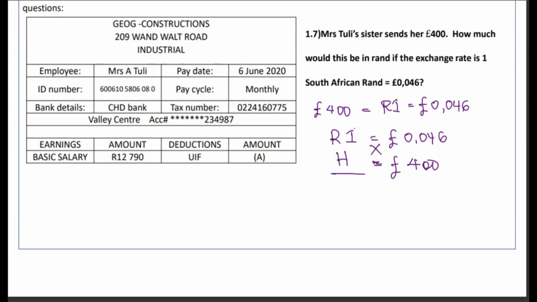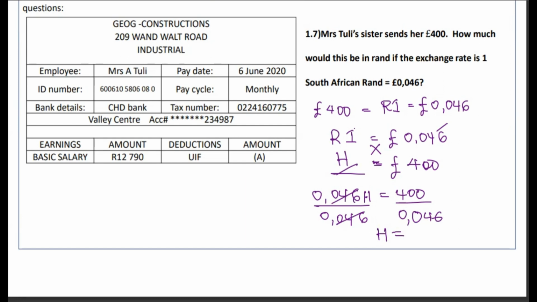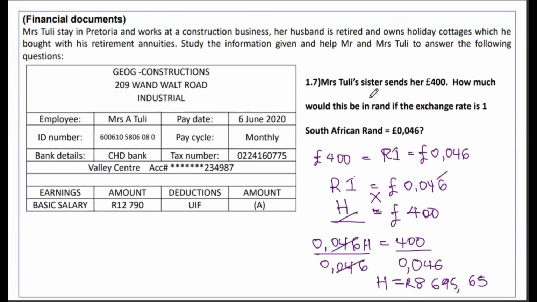We don't know. All you do, cross multiply. So this number here multiplies with this. You have 0.046H, which equals 400. So divided by 0.046 divided by 0.046. This goes with that. My H will equal 8,695 rands, 65 cents. That is my calculation. This is exchange rate.